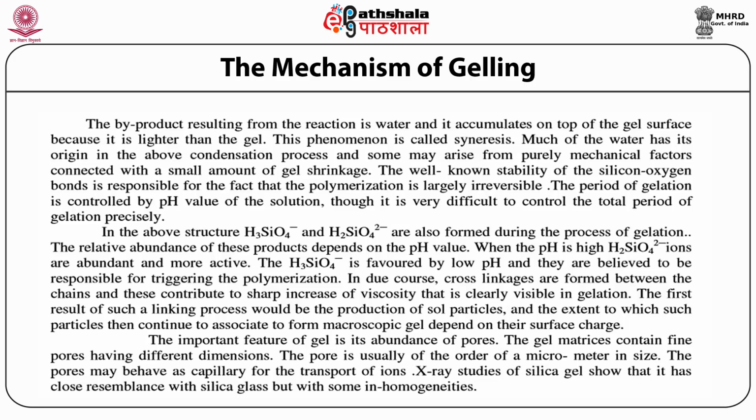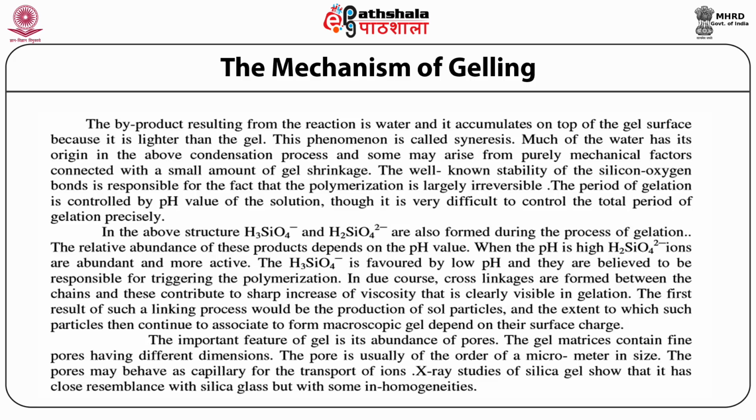In the above structure, H3SiO4^- and H2SiO4^2- are also formed during the process of gelation. The relative abundance of these products depends on the pH value. When the pH is high, H2SiO4^2- ions are abundant and more active. The H3SiO4^- is favored by low pH, and they are believed to be responsible for triggering the polymerization.